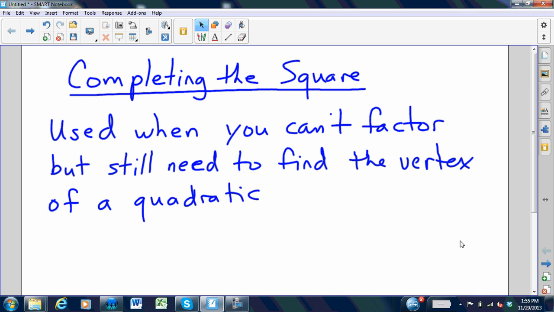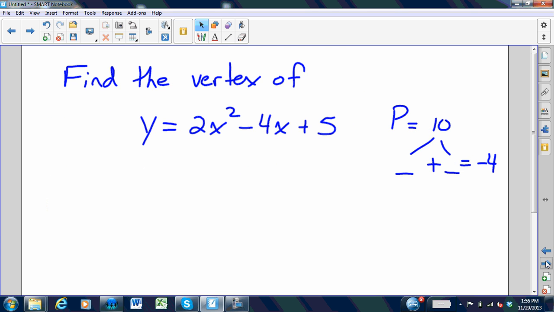Okay, today we're going to be looking at completing the square in this video. This is a technique that's usually used in the second part of the quadratics unit. And it's used when you can't factor, but you still need to find the vertex of a quadratic equation. So I'll show you an example. Let's say I was asked to find the vertex of this quadratic, y is equal to 2x squared minus 4x plus 5.